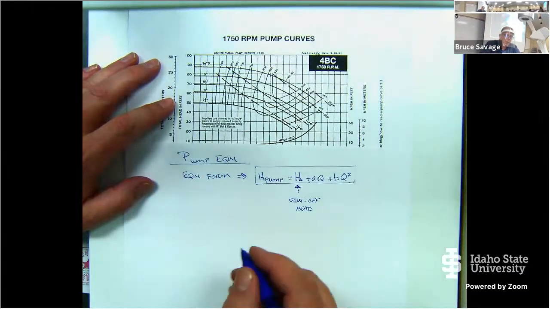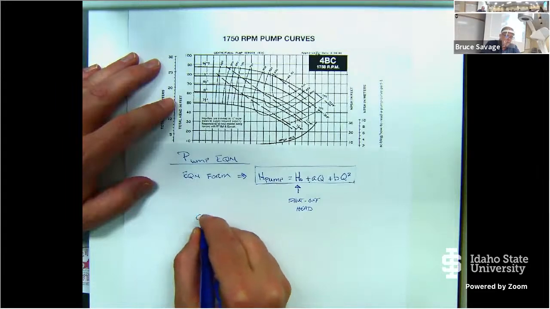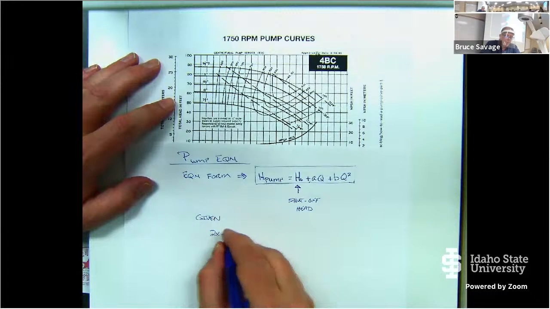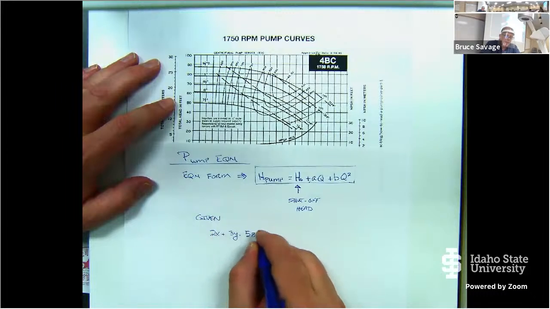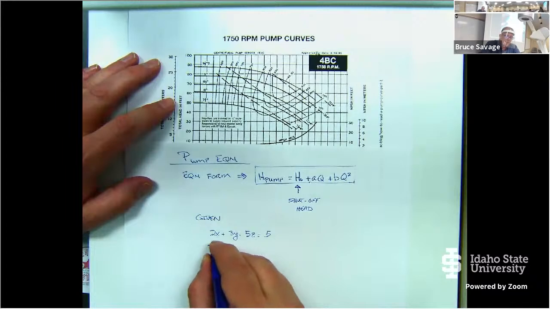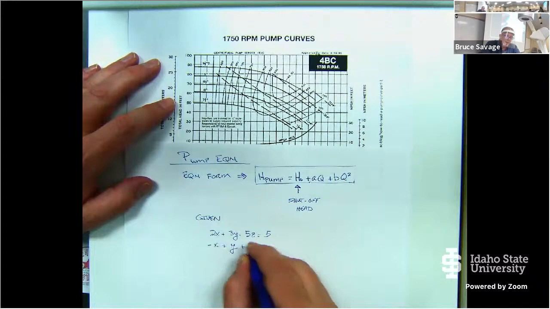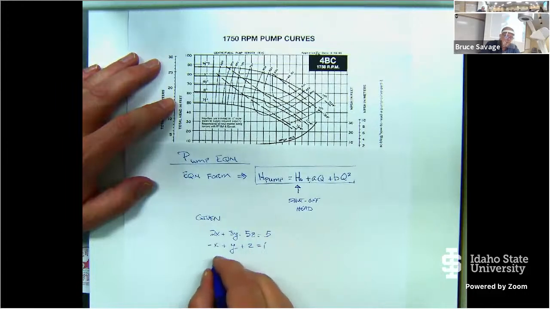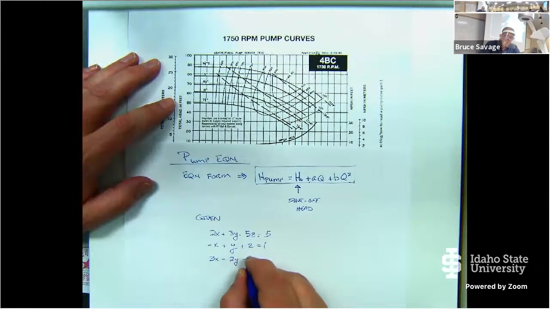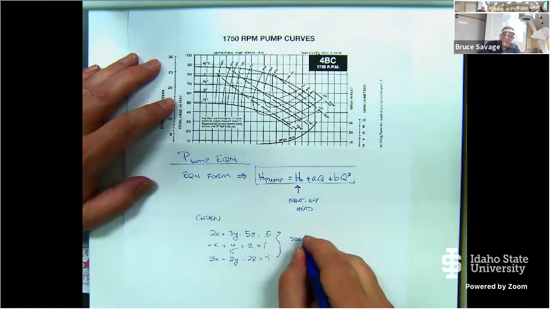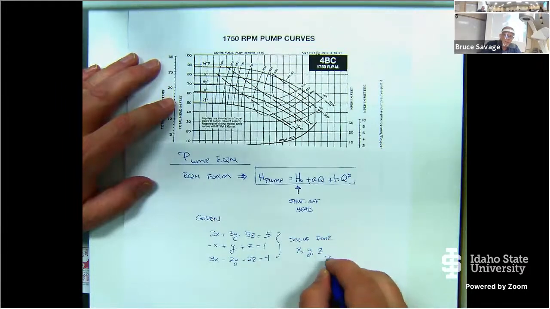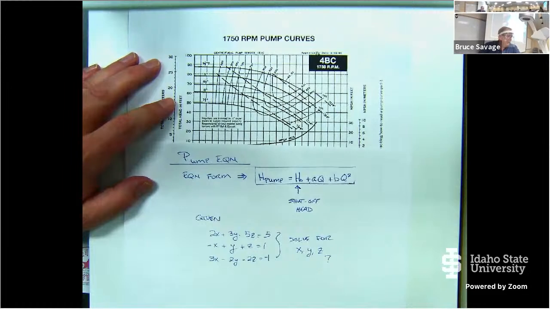So if I gave you a set of equations: 2x plus 3y minus 5z equals 5, minus x plus y plus z equals 1, 3x minus 2y minus 2z equals negative 1. Can you solve for x, y, and z? And you can do that, right?